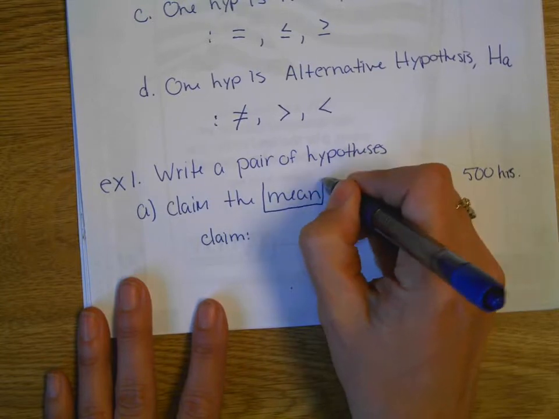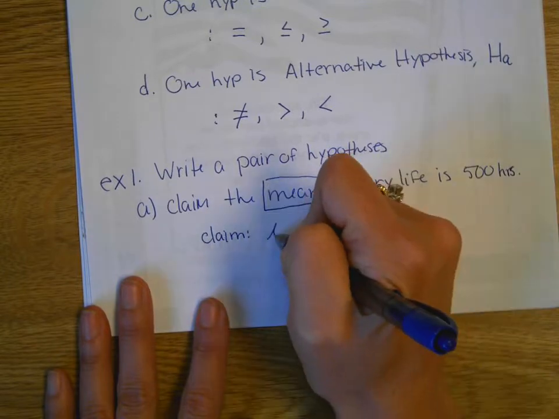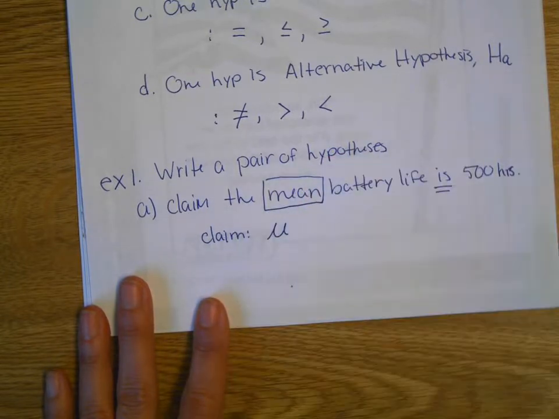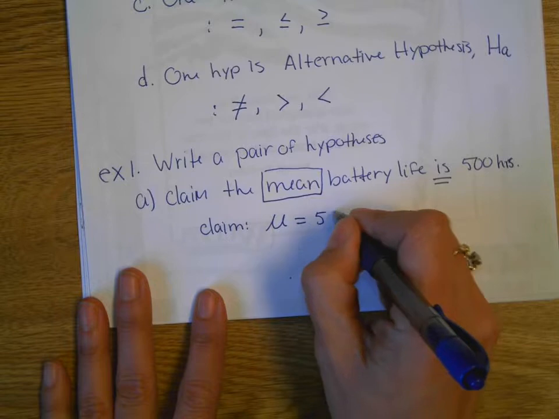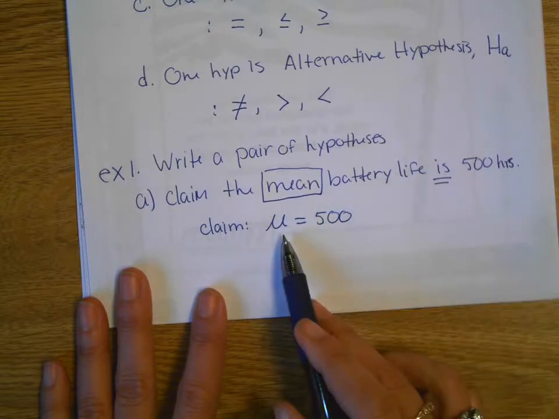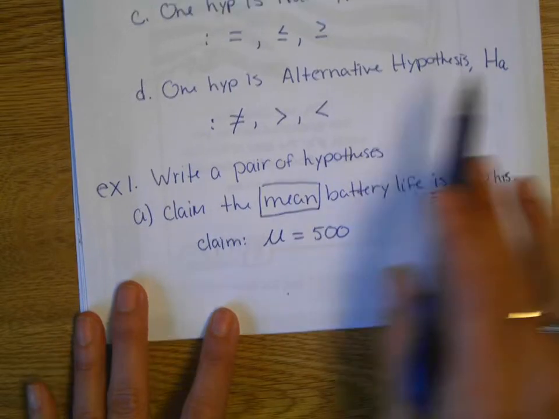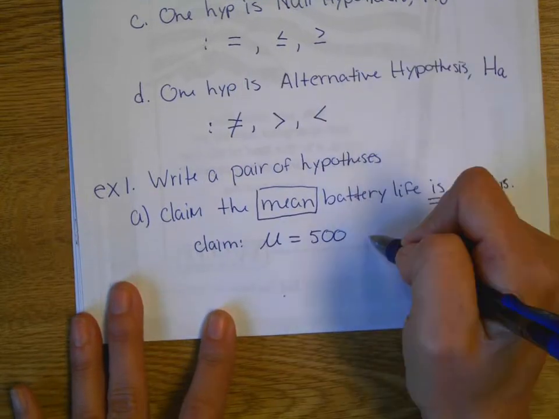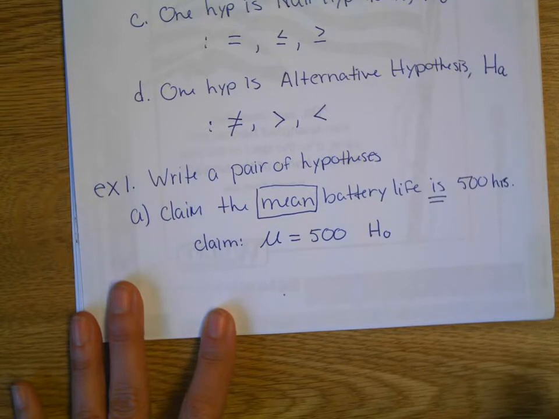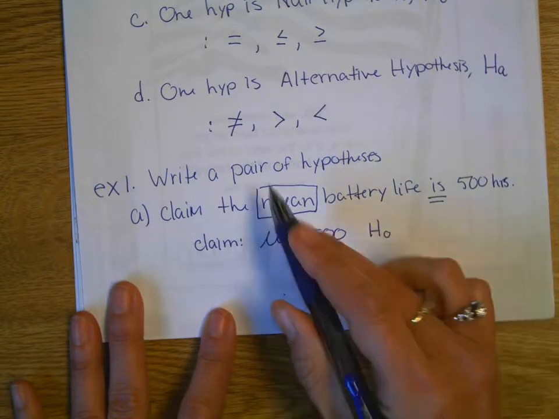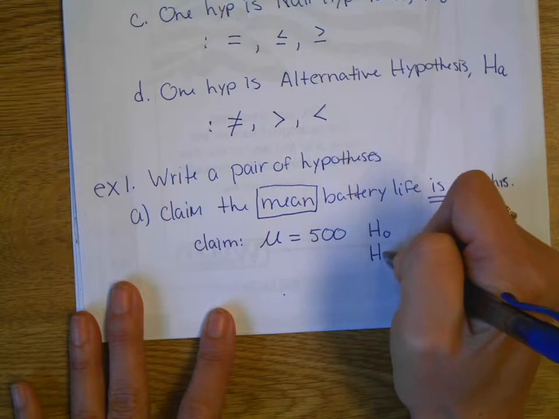So when they say the mean, what's our symbol for population mean? Mu. So they're claiming that the mu is 500 hours. What math sign do we have for is? Equals 500. So is their claim the null hypothesis or the alternative? Why is it the null? Because it's got the equal to. Equal to goes with the null. So we label that the null. So I said write a pair of hypotheses. So either this is true or the alternative one is true. What's the alternative?